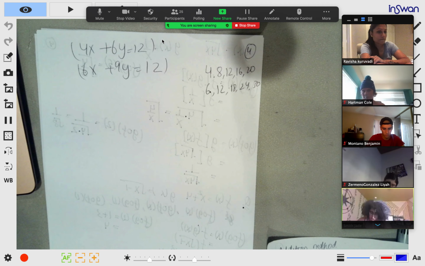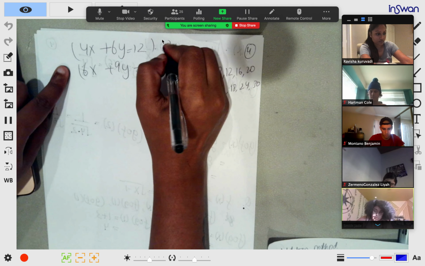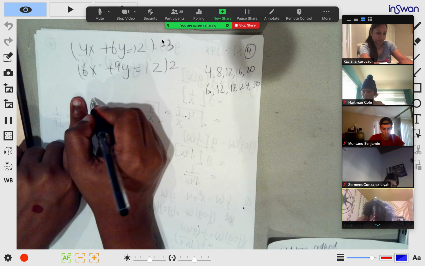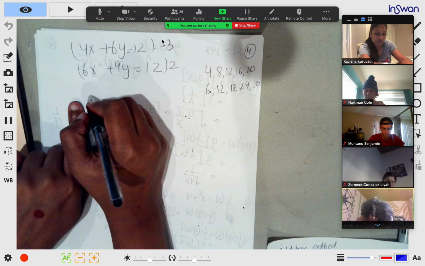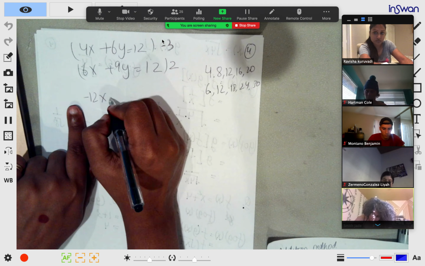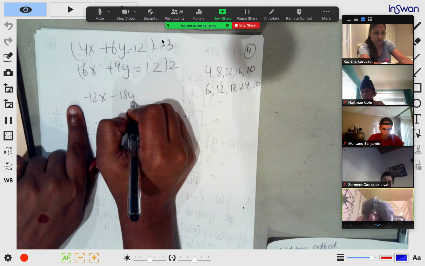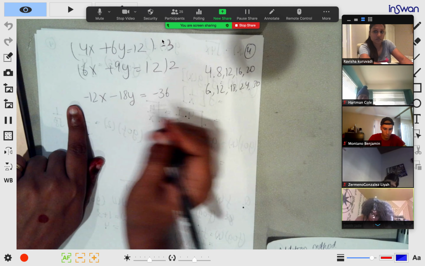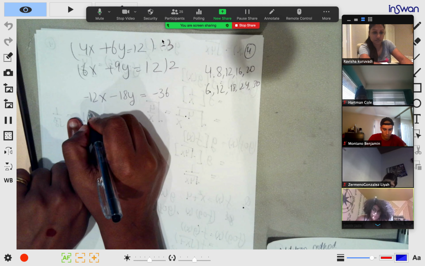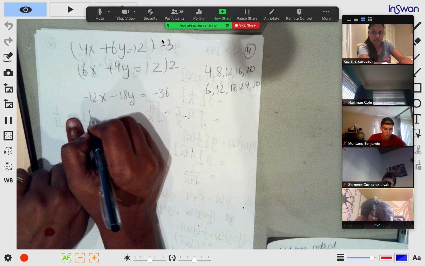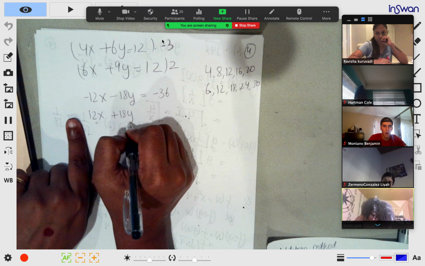Let's do 4x would be negative 3. Okay. And then 6x would just be by 2. Perfect. When you multiply, for the first one, it would be negative 12x minus 18y equals negative 36. And the bottom one would just be 12x plus 18y equals 24.